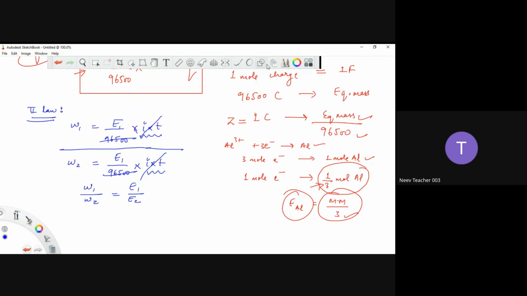And when would the charge remain the same? When you pass the charge through different electrolytes, in which arrangement do they get the equivalent charge? When they are connected in series. Isn't it? So in series, the charge is the same, correct? In parallel, it gets divided. So you can relate it to this also. So these are the two laws of Faraday.